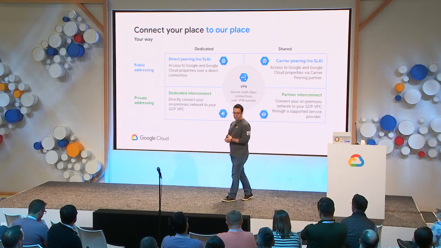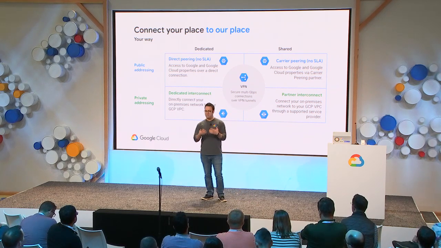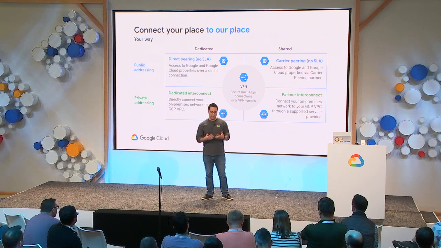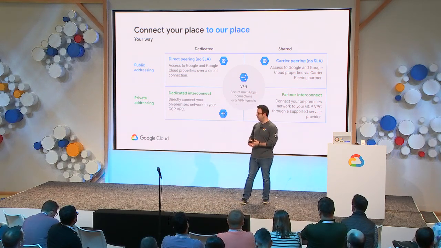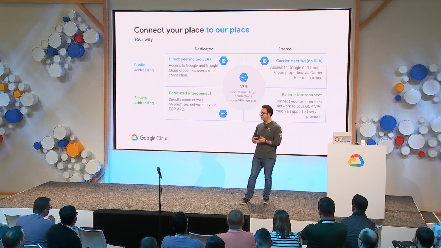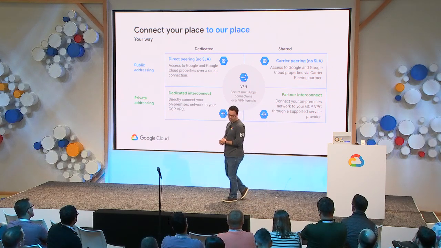On the top right-hand side, we talk about carrier peering. Carrier peering is essentially the same means of connecting to Google via public addressing, however, through a carrier that provides that connectivity. So this is in case, for example, you do not have the connectivity to Google directly to be able to meet us at our peering facilities. You can do that through a carrier.